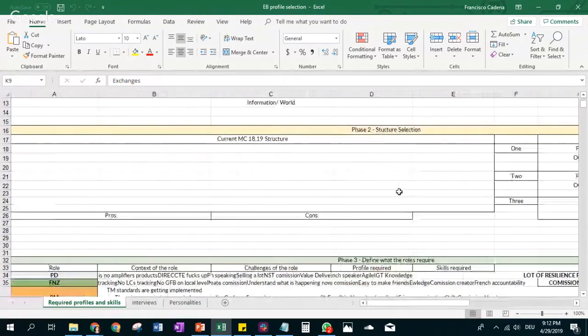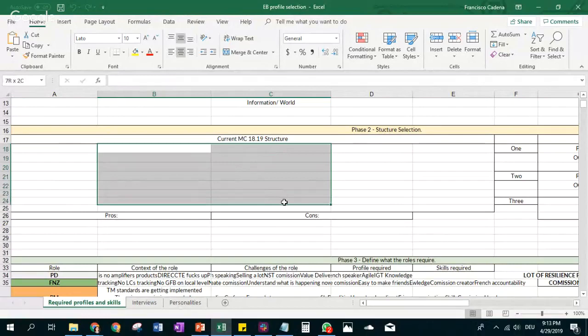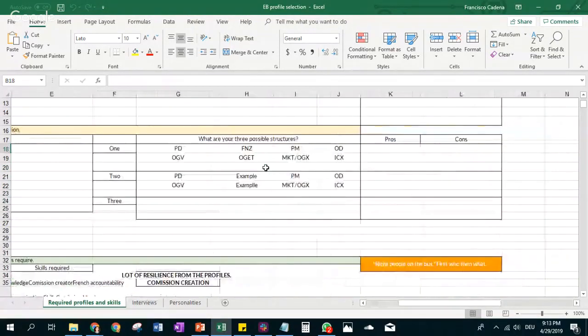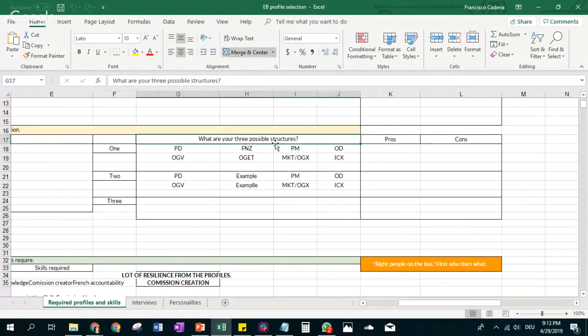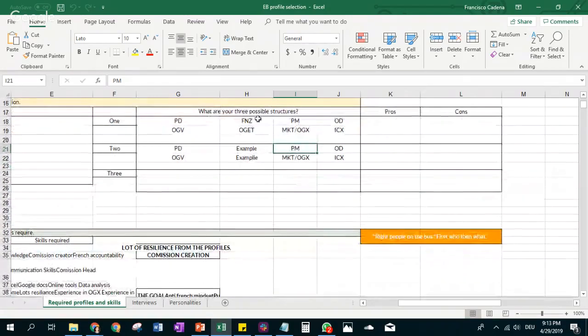You need to be sure why this is structure and have some options. So for example, the current MC here, I had it, but I deleted it because I was cleaning it. I have, you know, CPLD, and then I have here options. What are my 3 possible structures for my current year? So here I was doing this when I was considering ICX, or maybe merging marketing with OTX, having a whole CXY. Why not? Or merging PM with OD. This is now on local level. Please don't merge PM with finance, something like that. But here you can put your 3 options.